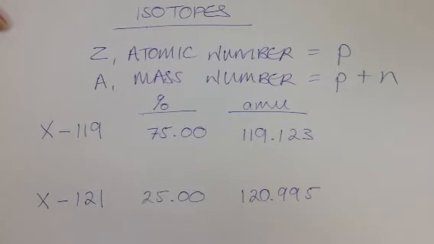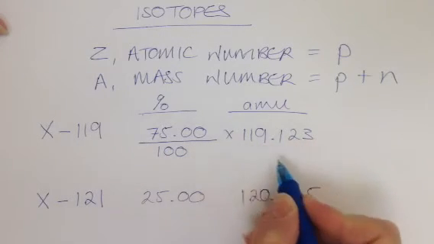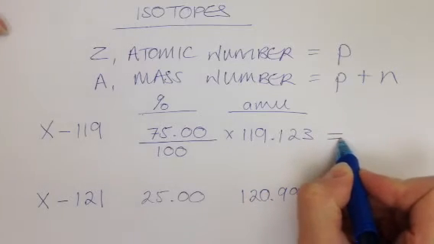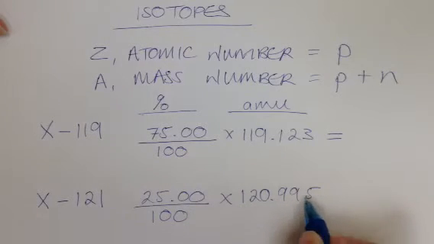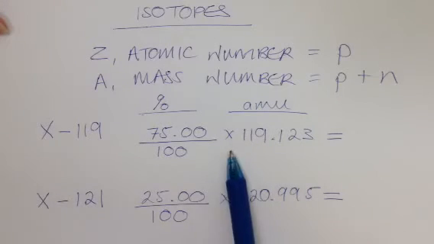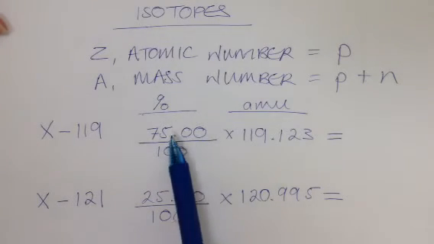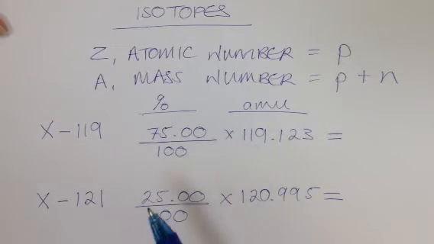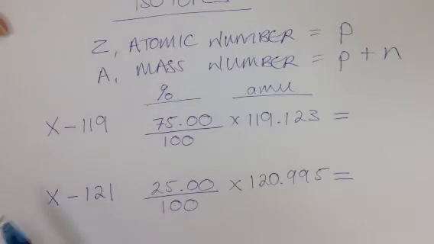So what I do when I do an isotope calculation is I say the words as I do the math. So for example, I say 75% of 119.123 is, and then 25% of 120.995 is. Because effectively what we're doing, we can't just add the two masses together and divide by 2 because we have to weight their masses according to their relative abundance. And we weight the masses by multiplying by the percentage, right? 75% of the mass comes from this isotope, while only 25% of the mass comes from this isotope.